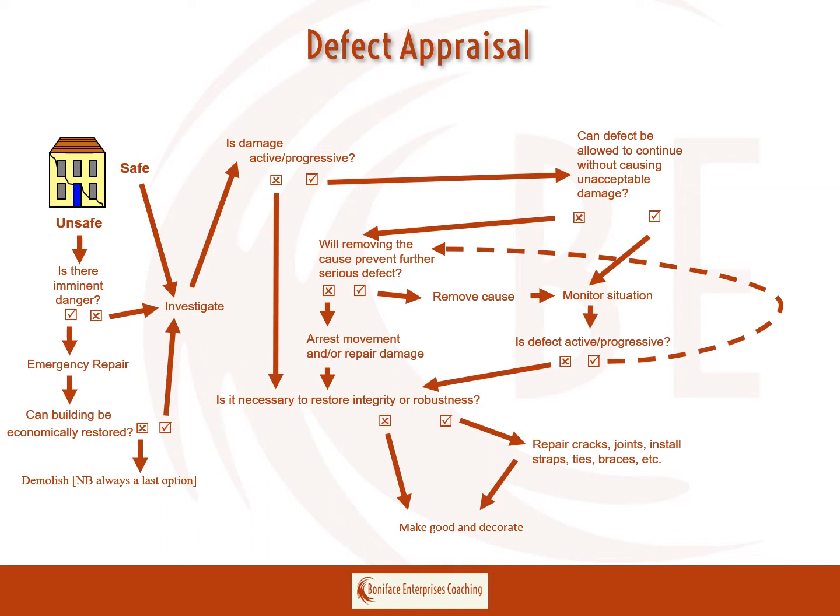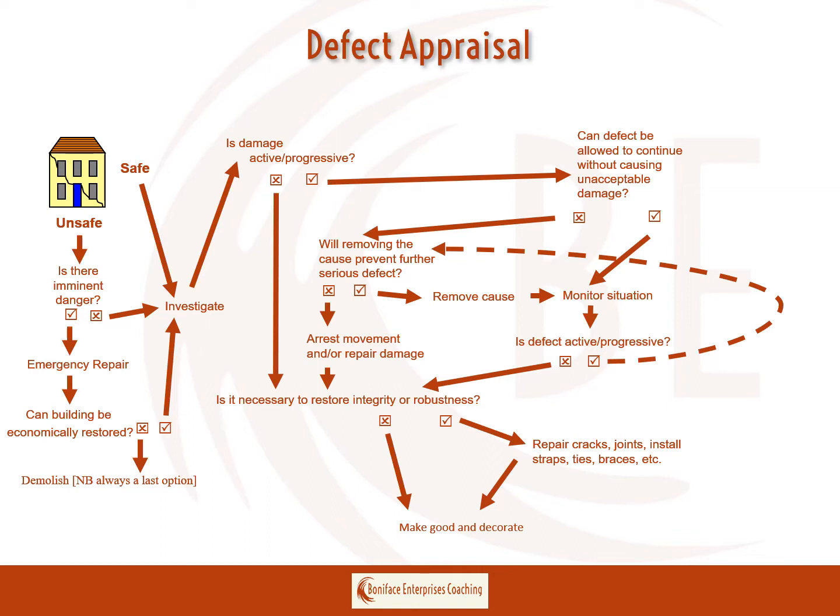If the answer is no, and it turns out that there is no active problem, then we have to ask ourselves whether it is actually necessary to restore integrity or robustness. Now, it might be that some gentle, sensitive intervention to give a little bit more help to a building is appropriate. This could be, for example, partnering up of some timbers under rafters in a roof space. And the works might be relatively light and non-invasive. But of course, you might find that the defect is an old matter that does not need any attention now, and it is simply a matter of making good and decorating.